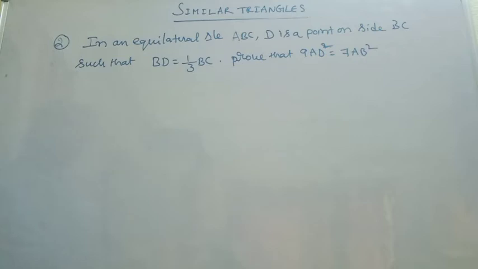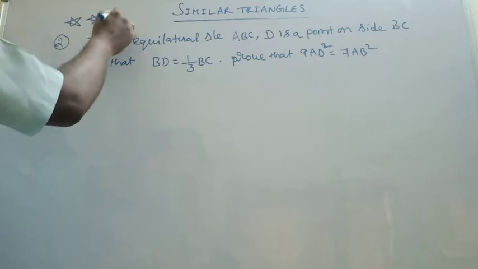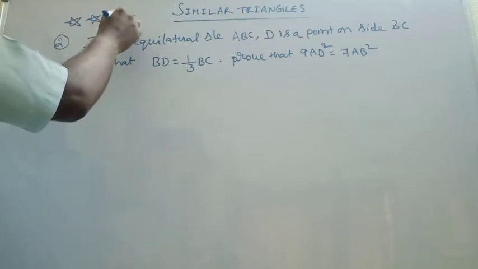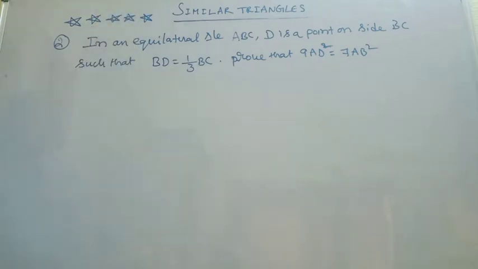Now see, my dear students, this is very important. Many times it was asked in many public examinations. It is a star marked, 5-star rating problem. See, what is this? They have given that in an equilateral triangle ABC, D is a point on side BC such that BD equals 1/3 BC. Prove that 9AD square is equal to 7AB square. This is the problem.